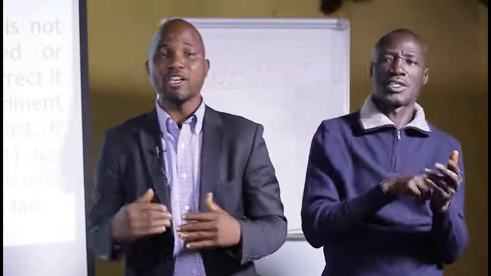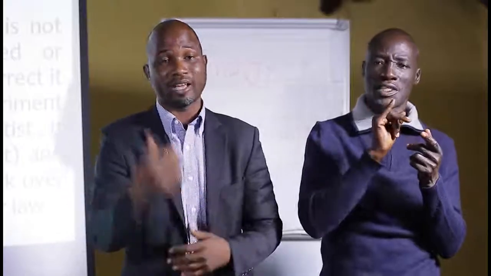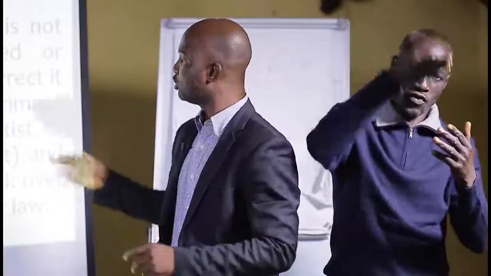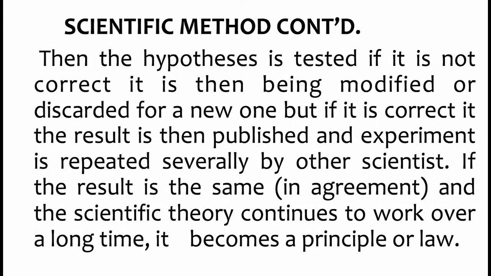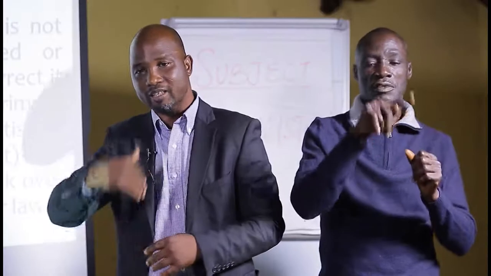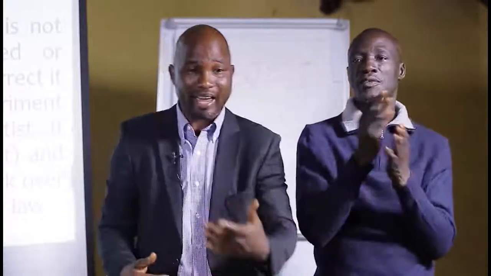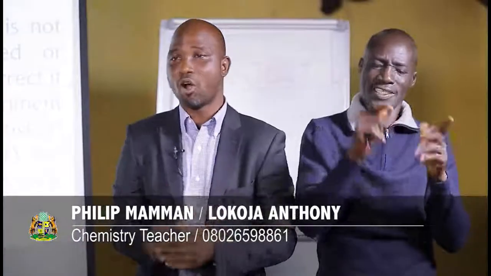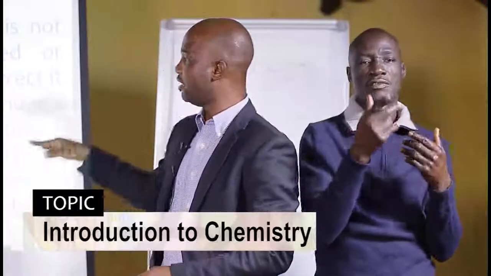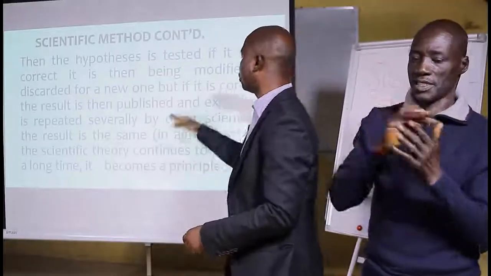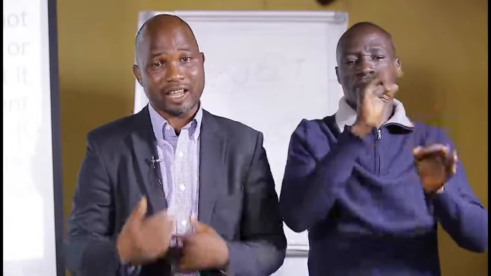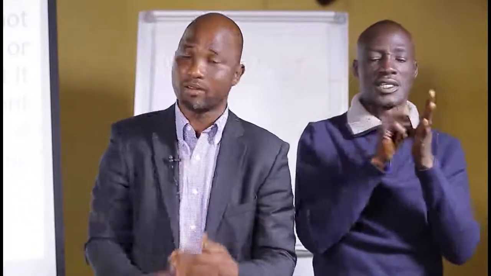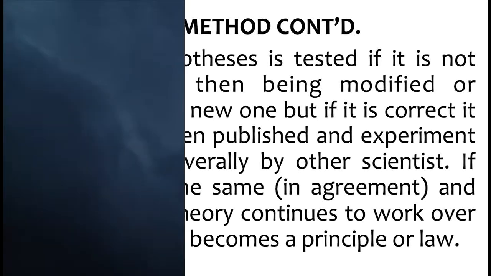Now, even at that point, when your experiment is seen to be correct, your hypothesis is seen to be correct, it has to undergo further experimentation to see whether it can stand the test of time. And we say, repeated severally by other scientists. If the result is the same, in agreement, it becomes a scientific theory. If that experiment is carried out by other scientists, and it gives the same result that you have given earlier, then the result becomes a scientific theory. This scientific theory will continue to work over a long period of time. If this experiment is carried out over a long period of time, and this hypothesis is upheld, it becomes a principle or a law.